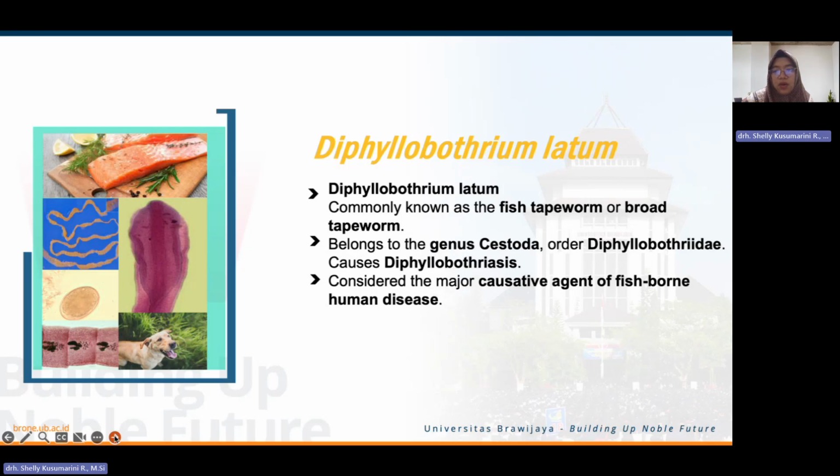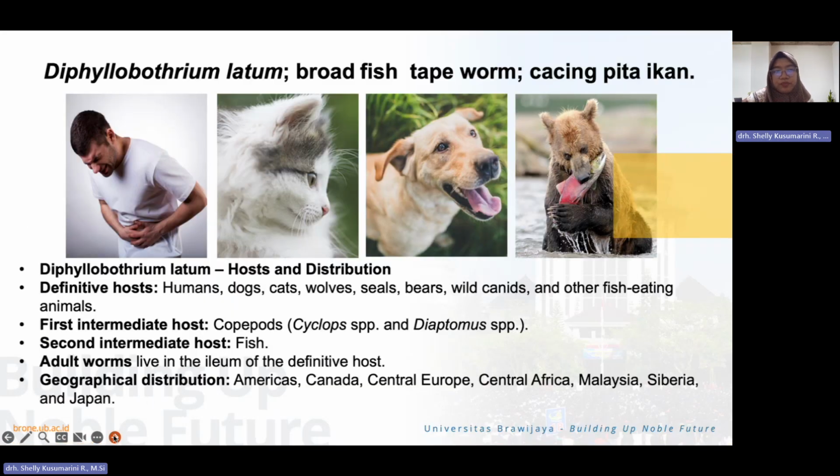Diphyllobothrium latum, commonly known as the fish tapeworm, belonging to the class Cestoda, order Diphyllobothriidea, causes diphyllobothriasis and is a major causative agent of fish-borne human disease. So in the class of Cestoda, we find a lot of species. One important species that has an aquatic animal as an intermediate host is Diphyllobothrium latum.